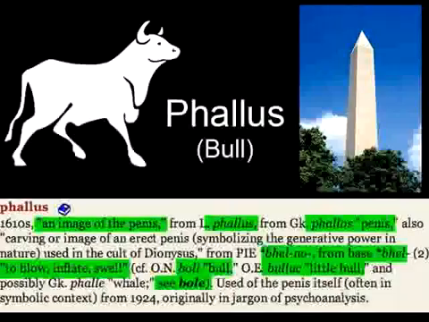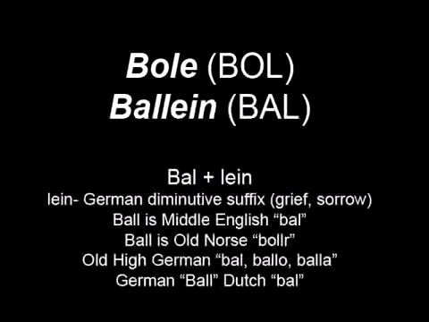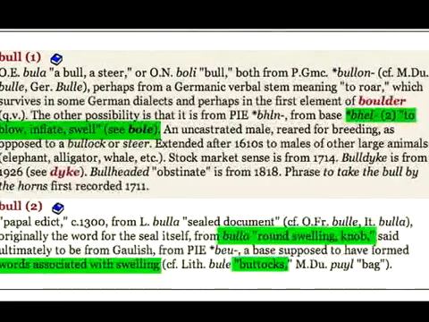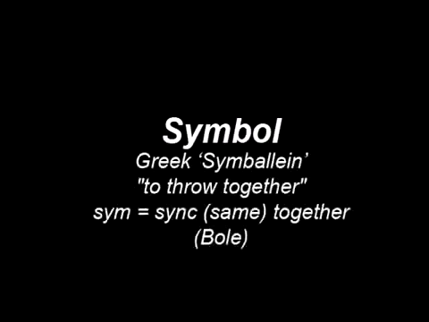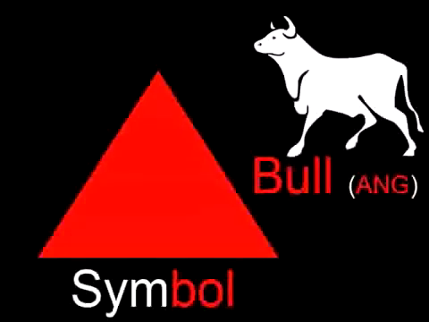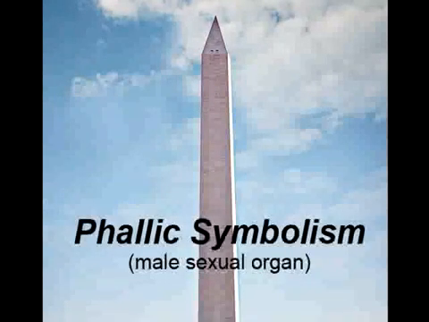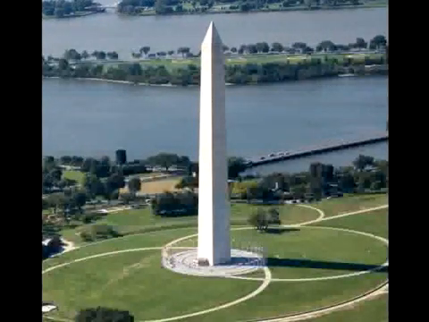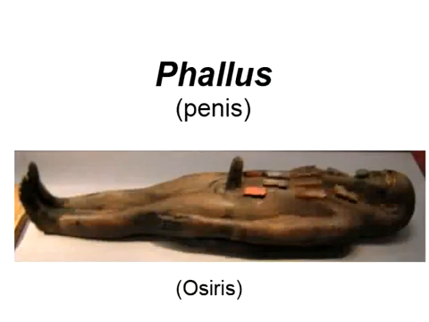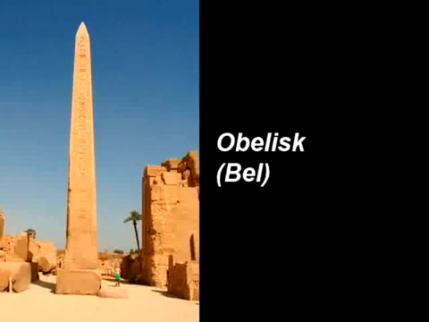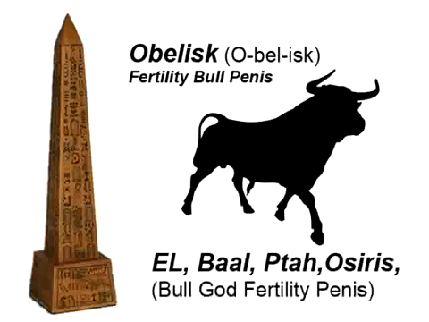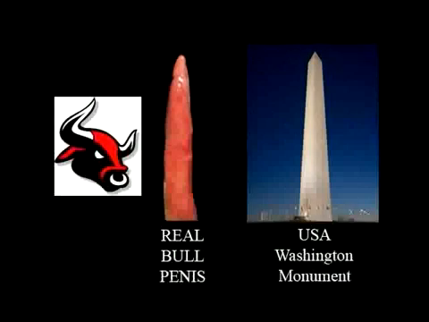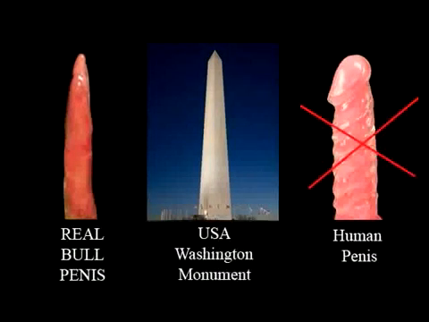Remember I told you in many of my videos before? The bull, thus the same etymology for bull is the same etymology for the phallus, and of course the same etymology for the symbol. Like I said, it's all the same bull. And I have explained many times about the phallic symbolism that is in the Washington Monument, which is actually a representation of the ancient Egyptian bull god penis of Osiris. And of course, this is why it's called an obelisk, from the fertility of El and Bel. And like I've said before, the Washington Monument is in the shape of a bull penis, not a human penis.